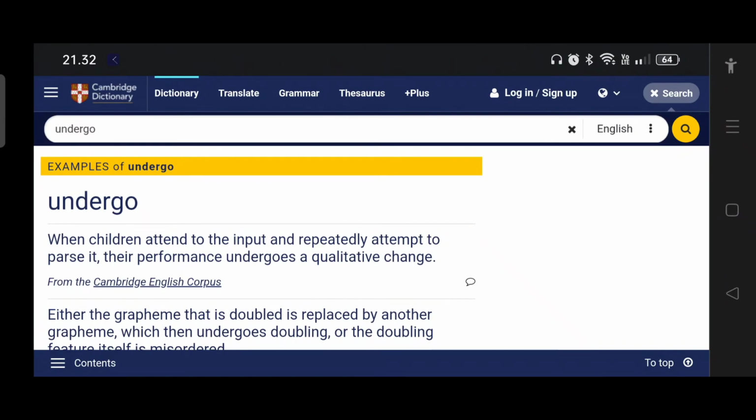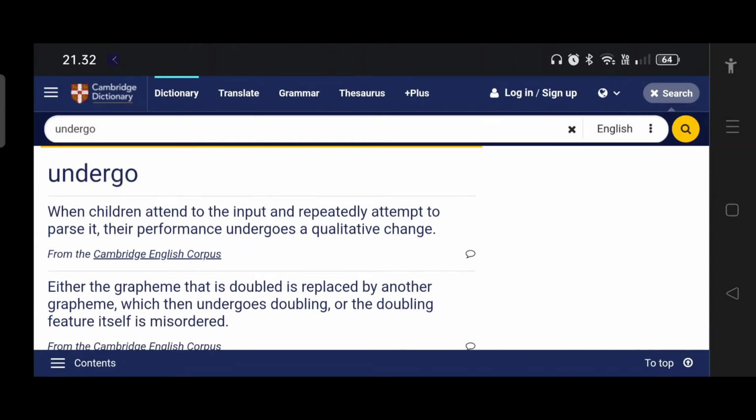Okay, it's killer examples reading time. As I told you earlier, these sentences are going to kill me since the complexity level is insane. I don't know if I can manage, so I'm gonna do it now. Here we go. When children attend to the input and repeatedly attempt to parse it, their performance undergoes a qualitative change. How does that sound? Still sounds good? Here we go.